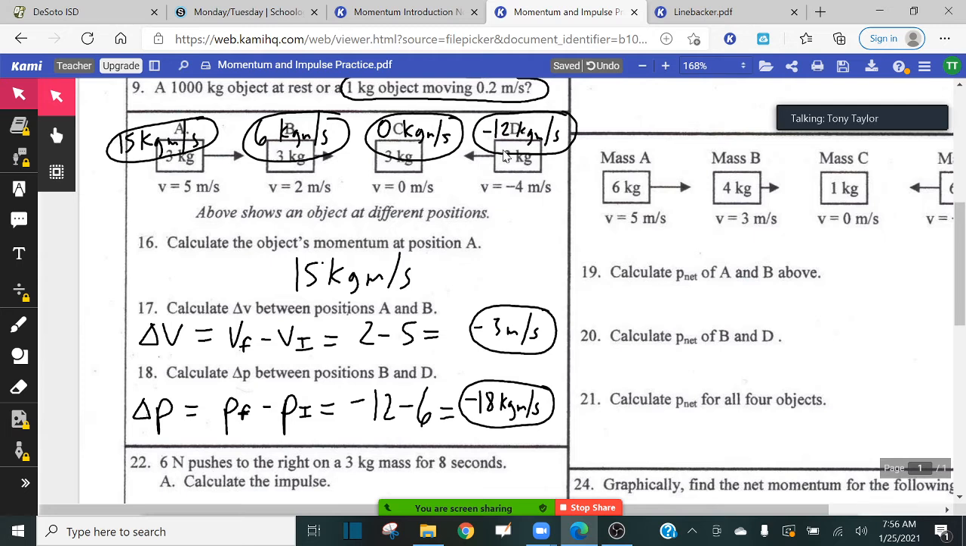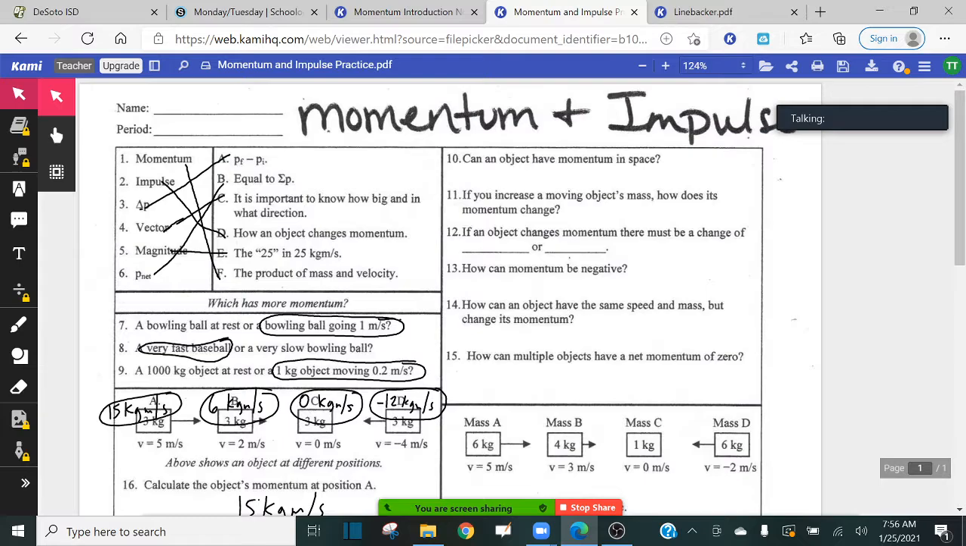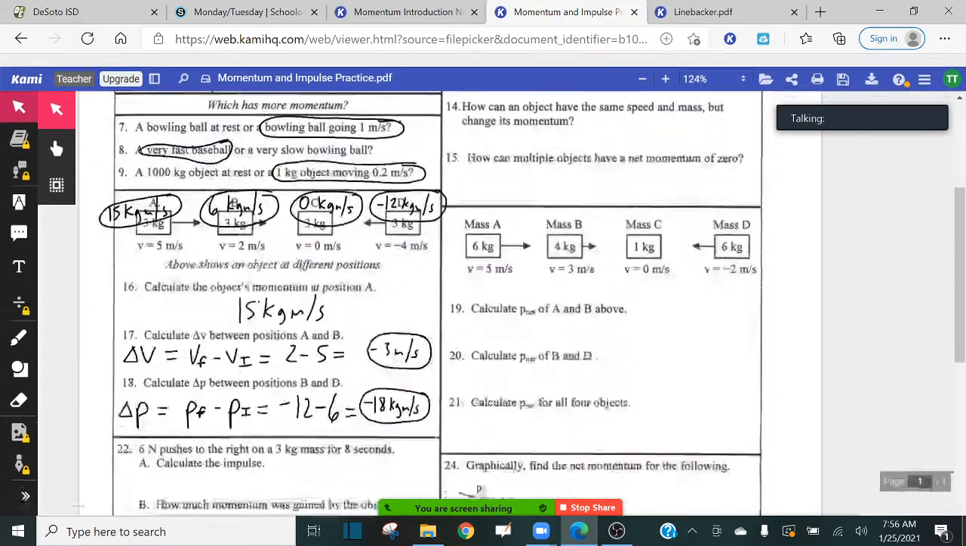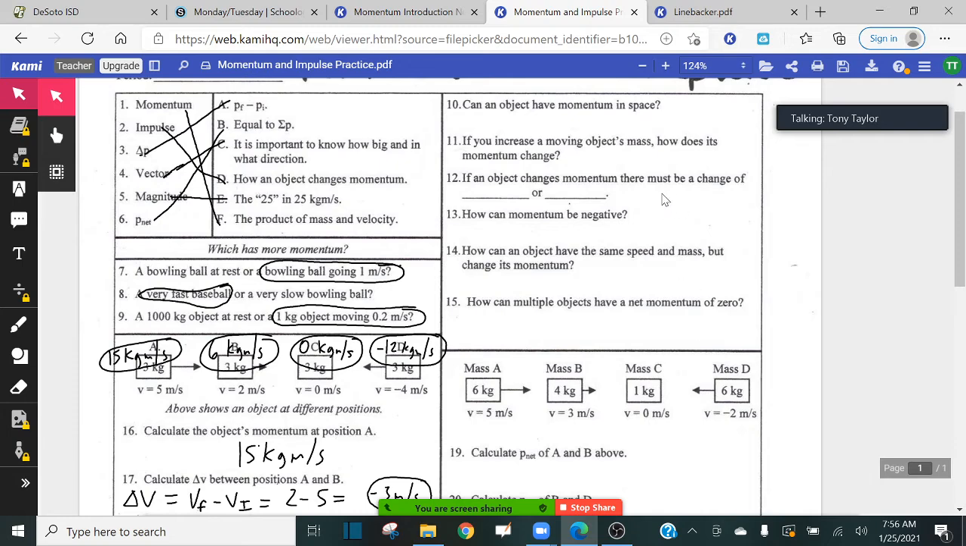My computer's trying to freeze up on me. So you always do final point minus some initial point. Okay. All right, guys. Before I get done with this, I just want to do these next two parts here, and then we're going to call it a day.